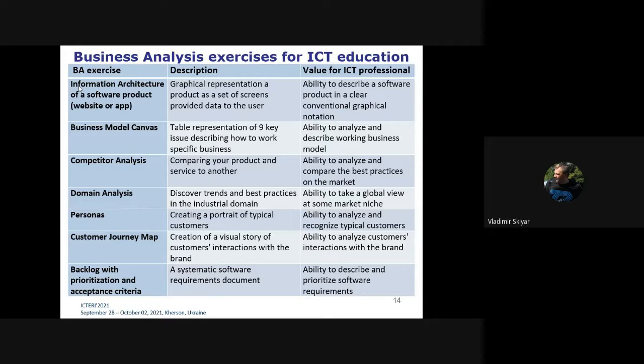practices in this domain. Persona methods create a portrait of typical customers or of some ideal customers who will use our product. Customer journey map provides a visual story of customer interactions with our product. And backlog is in fact a requirement specification which provides us requirements in some systematic way.